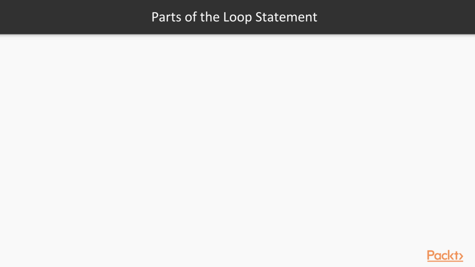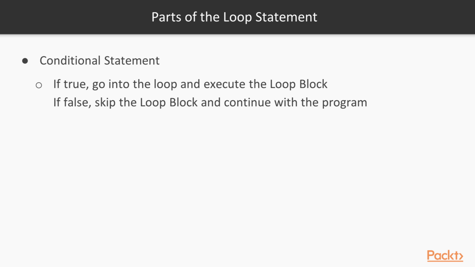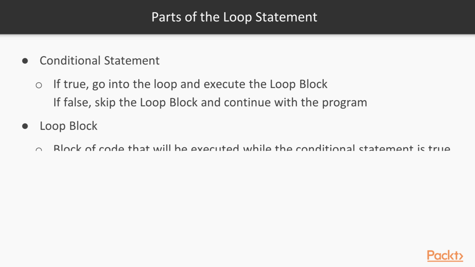Let's talk about the parts of a loop. First, you have your condition statement. This is your entry point to a loop. This will determine, if true, if you go into the loop and execute the loop block, or if it's false, you skip the loop block entirely and continue on with the program. Inside the loop is the loop block. This is the block of code that will be executed while the condition statement is true.